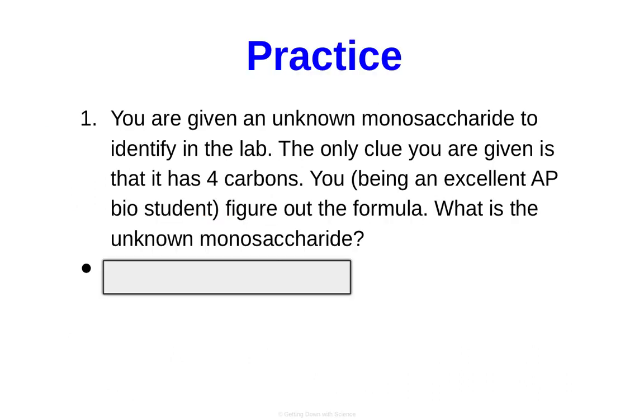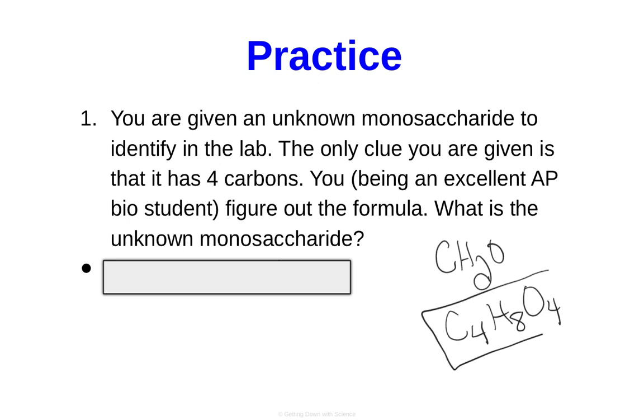If you're asked to write a formula for a carbohydrate, let's say a monosaccharide, and the only clue you're given is that it has 4 carbons, how can you figure out the formula of that unknown monosaccharide? If they all follow this CH2O pattern, and it's going to have 4 carbons, then you multiply all the subscripts by 4, making it C4H8O4. Now, we're not in the business of naming all of these vast varieties of monosaccharides.